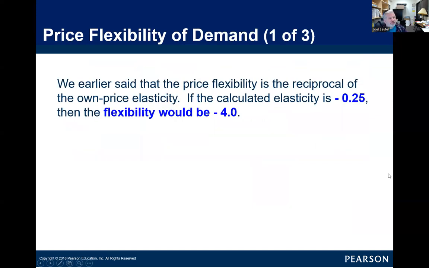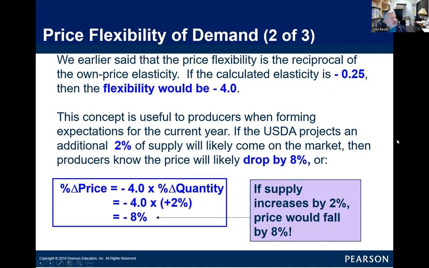So earlier we said that price flexibility is the reciprocal of the own price elasticity. If the calculated elasticity is 0.25, which is 1/4, then the price flexibility would be 4, right? 1/4, the reciprocal is 4/1. This concept is useful to producers when forming expectations for the current year. If the USDA projects that an additional 2% of supply will likely come on the market, then producers know that the price will likely drop by 8% when that occurs. That's really helpful from a calculation perspective.